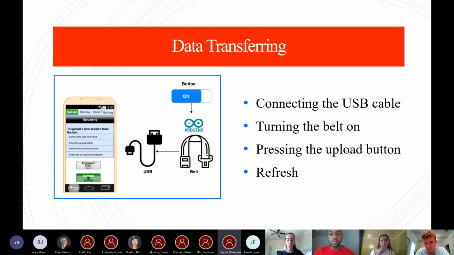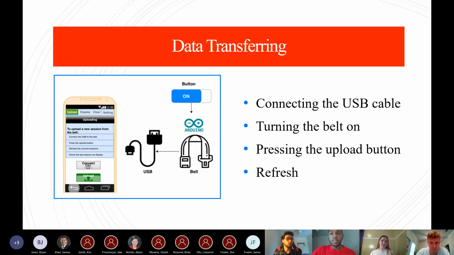Now it's time to transfer the data, which is the exciting part of the project. First, the user is going to need the USB cable to connect the smartphone application to the belt. Second, the user needs to turn on the belt so the belt can recognize the USB cable and deactivate all sensors.